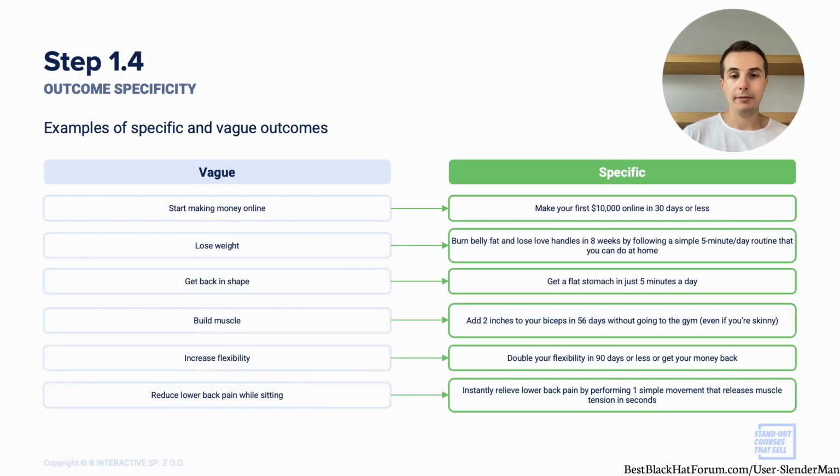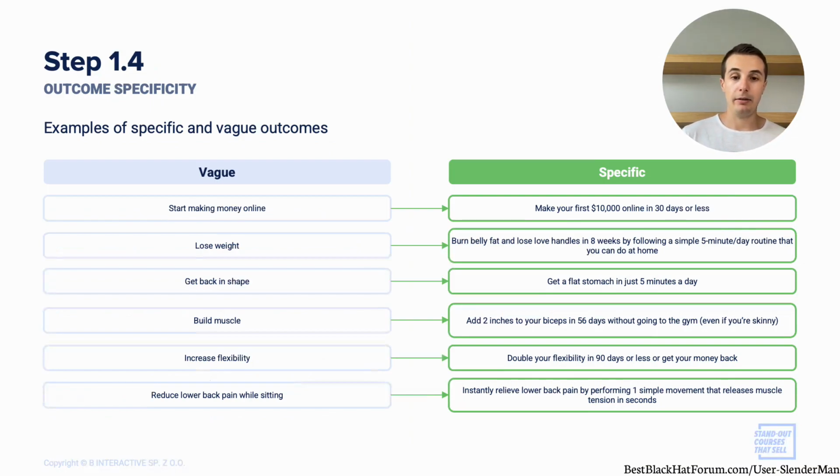As you can see here, we have some examples of vague and specific outcomes in the context of selling successful online courses. A vague outcome would be starting to make money online, and a specific outcome would be making your first $10,000 online in 30 days or less. Vague is to lose weight. Specific is to burn belly fat and lose love handles in 8 weeks by following a simple 5-minute daily routine that you can do at home. Vague is get back in shape. Specific could be get a flat stomach in just 5 minutes a day.